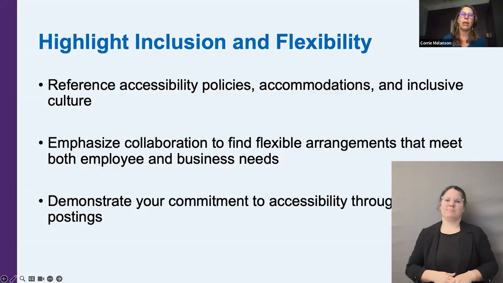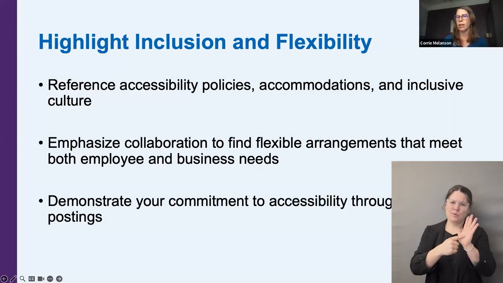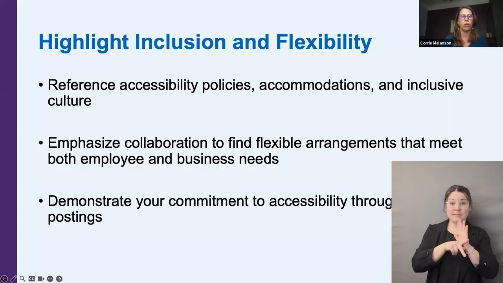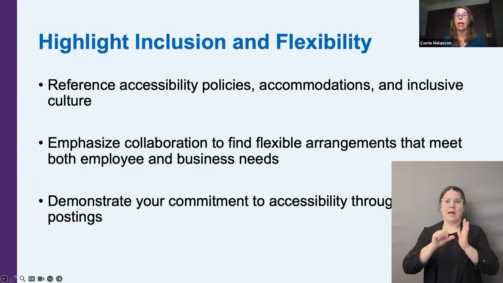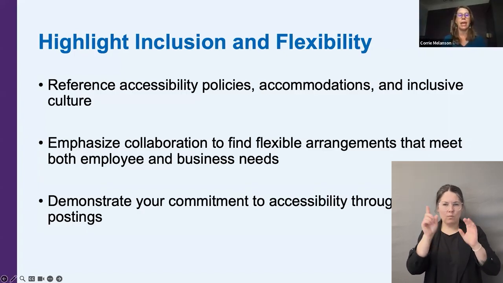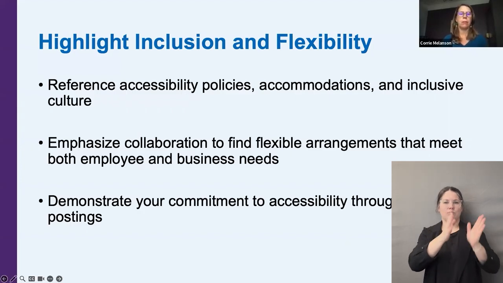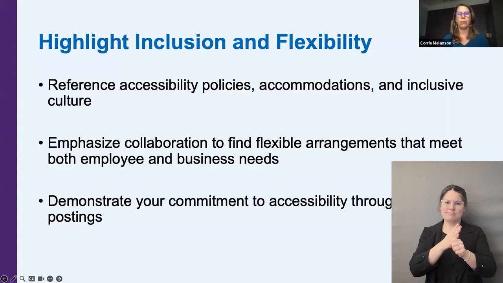It's important to really highlight inclusion and flexibility. So referencing accessibility policies, accommodations, and inclusive culture. Emphasize the collaborative approach to find flexible arrangements that meet both employee and business needs. And of course, to demonstrate your commitment to accessibility throughout your postings.